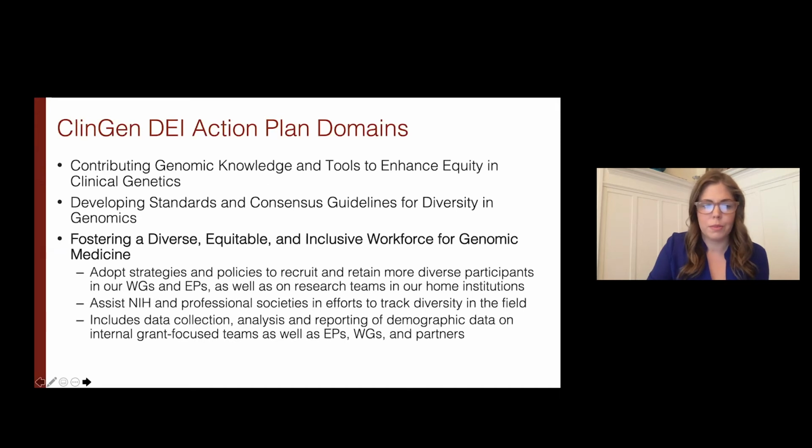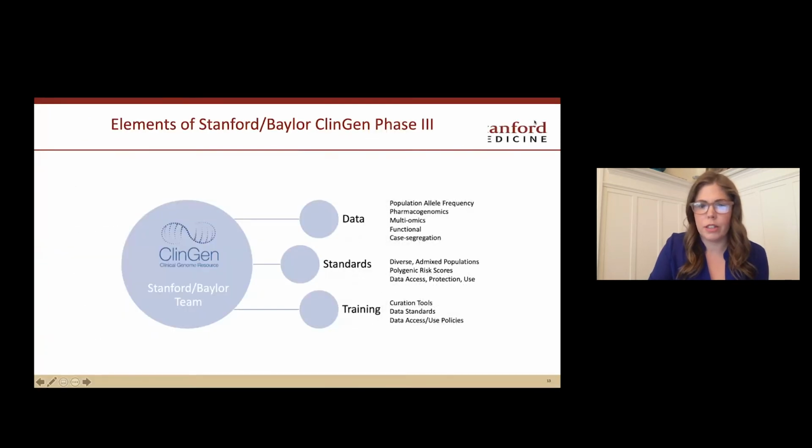Okay, great. So for the Stanford Baylor grants, there are three pillars of what we are thinking about and what we proposed for the third phase of ClinGen. One is data, two is standards, three is training. In terms of data, we are really focused on population allele frequencies and getting all of those we can from different resources and different populations.